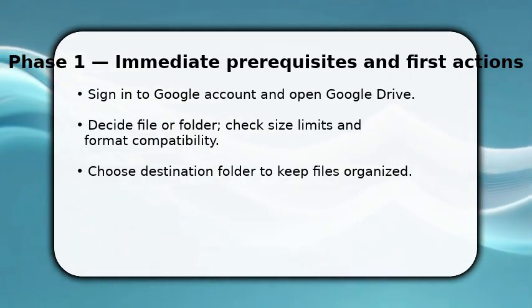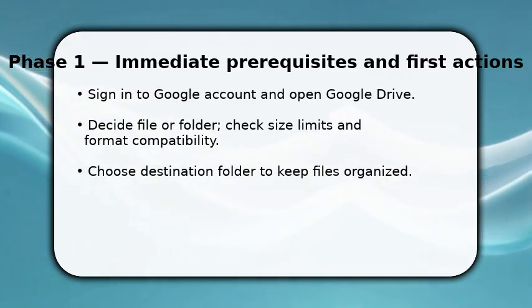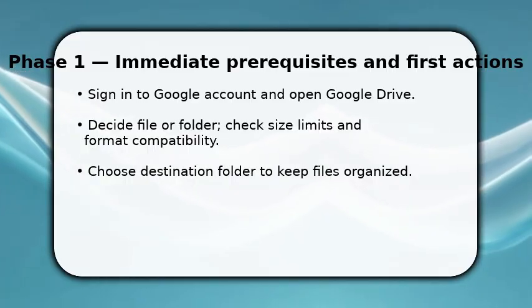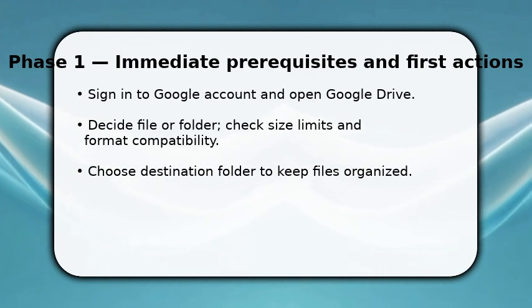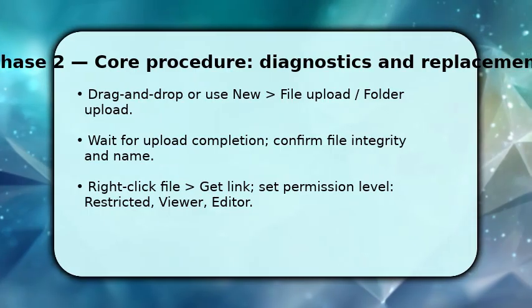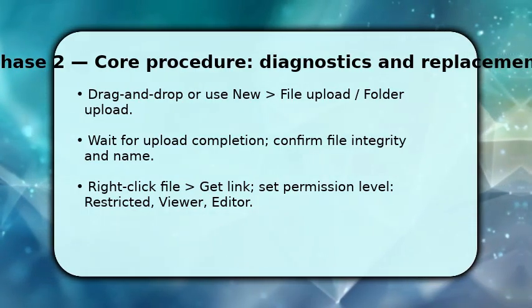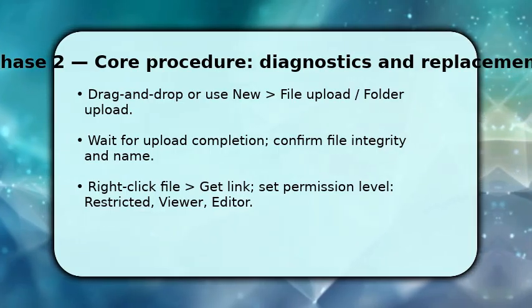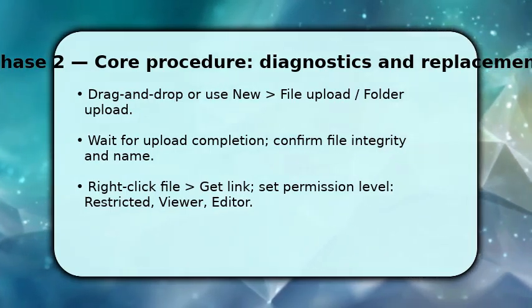If a large file, consider a stable Wi-Fi connection. This prevents partial uploads and saves time, which matters when you need immediate access or plan to share the link right away. You upload by dragging the file or using New, then File Upload or Folder Upload. This interface is fast and predictable. Once uploaded, wait until the progress finishes and confirm the file name and a quick open to verify integrity.